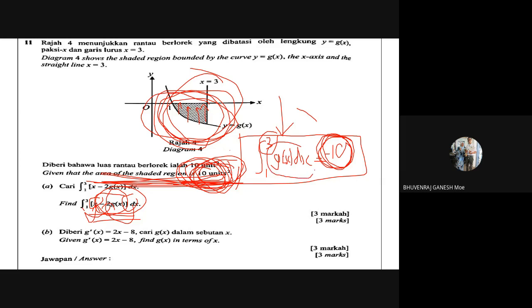Nilai 10 datang dari kamilan gx sahaja. The 10 value comes from the integration of the equation gx only. Tapi kamu lihat kat sini. You see over here.